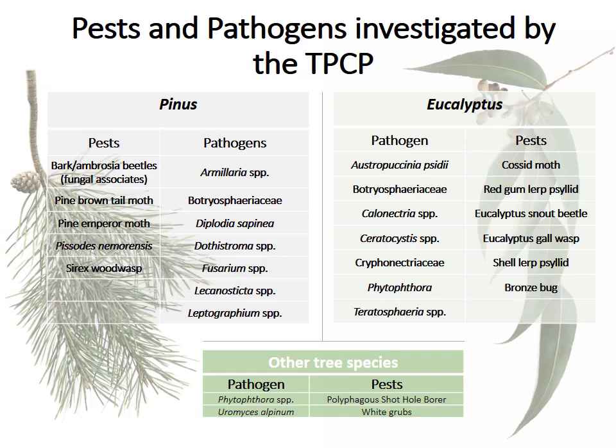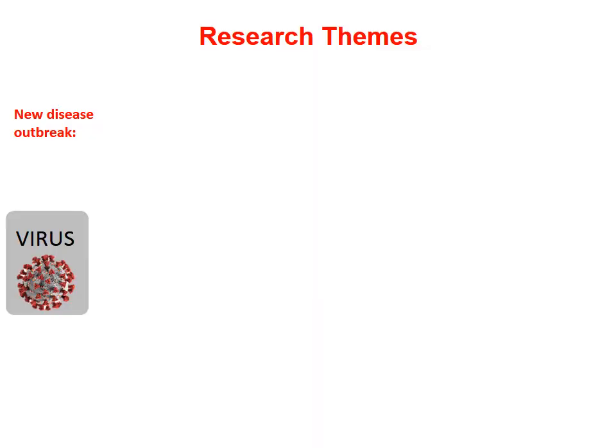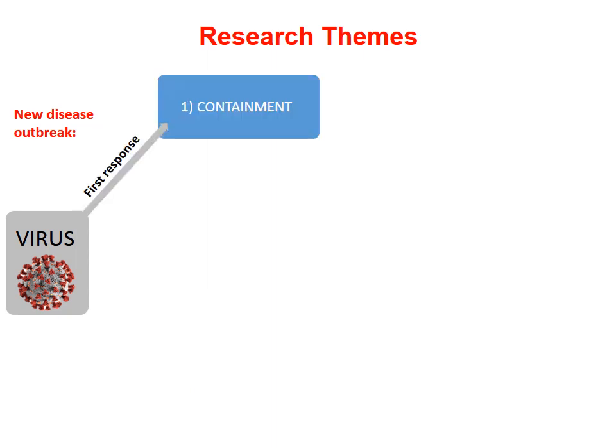Last year alone we were working with over 31 different groups of pests and pathogens, mainly affecting plantation-grown eucalyptus and pine, and I will touch on some of these examples during the talk. But just to give you some background for the talk, when we are dealing with a new disease outbreak, the first response is containment, to try and limit the spread. If the disease outbreak is small enough, it could be eradicated.